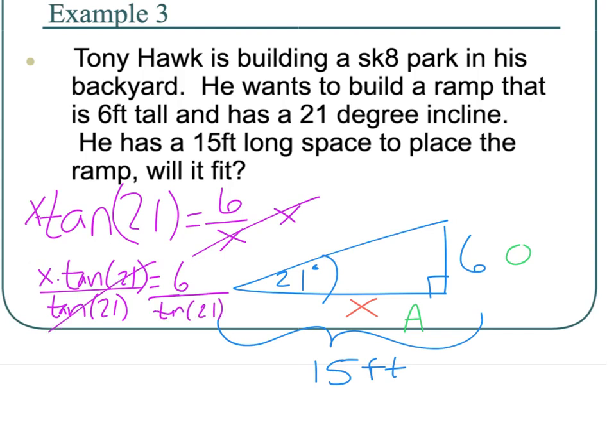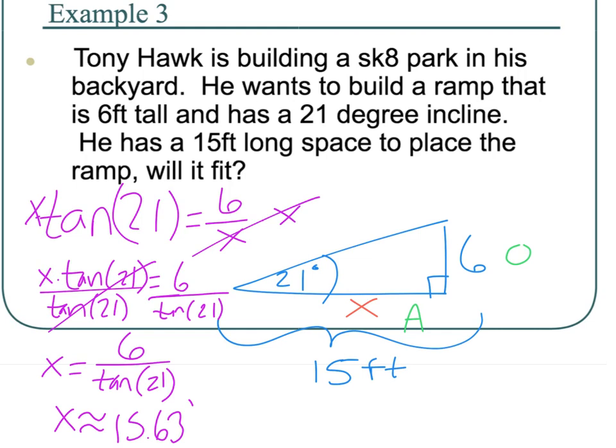Okay, that's gone, and I'm left with x is equal to 6 over tangent of 21. Now I can just type that in my calculator. So 6 divided by the tangent of 21. And that's going to give me 15.63 feet. Looks like it ain't going to fit.